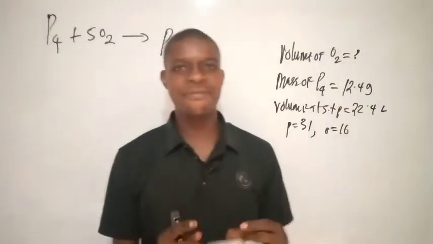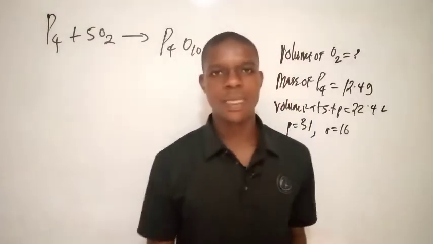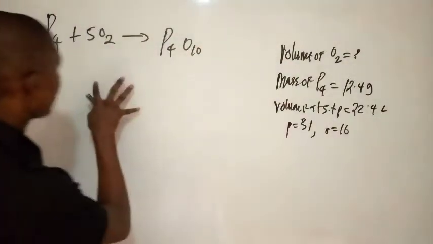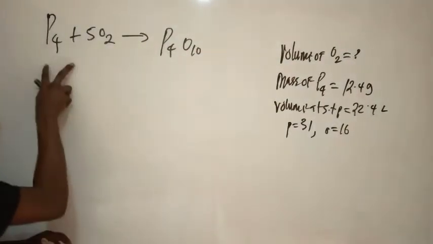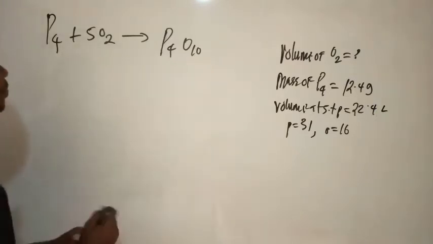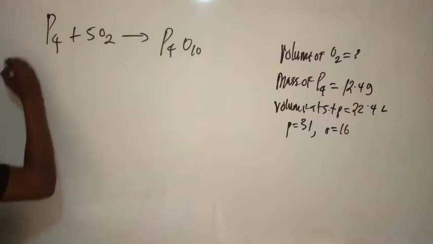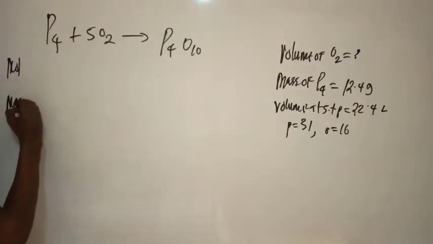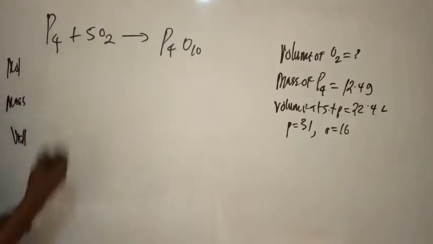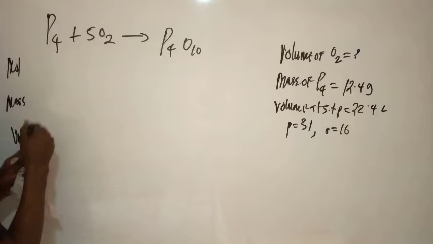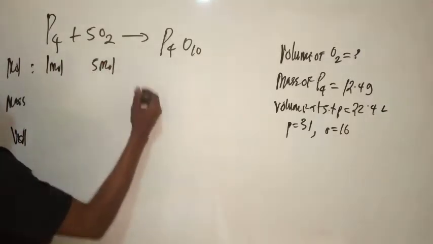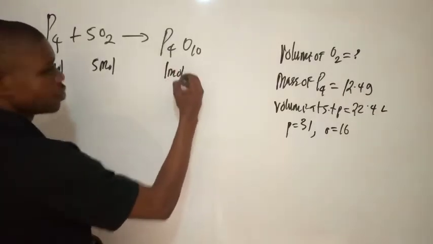We have different and diverse ways of solving this problem, but one of the simplest ways I've discovered is what I want to explain to you here. If you want to solve this, you have to write out the balanced mole, balanced mass, and balanced volume at STP. Here we have mole, here we have mass, here we have volume. I want to walk you step by step. How many moles do we have here? 1 mole. Here, 5 moles. Here, 1 mole. Do you get that?